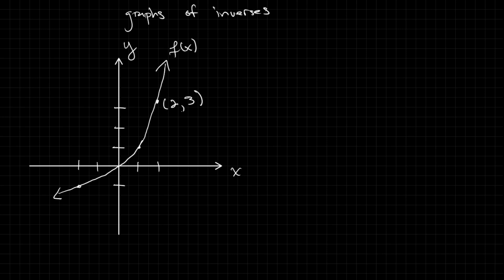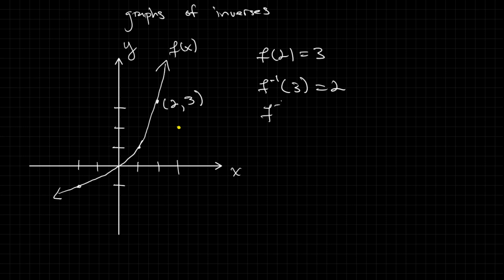And what this means is that f of 2 is equal to 3. So if I want to know a point that's going to be on the graph of f inverse, I just switch the inputs and outputs, and I know now that f inverse of 3 is going to be equal to 2. And I'll fill that in as a point for my f inverse graph. And we can do this for other points too.